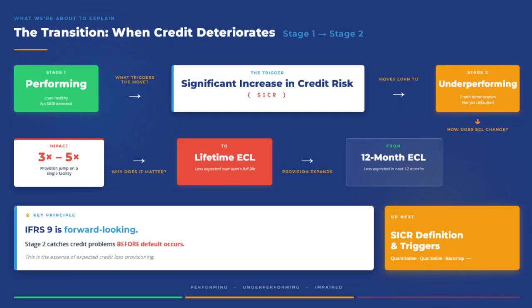Now the critical pivot point in IFRS 9. A loan moves from stage 1 to stage 2 when one thing happens: a significant increase in credit risk, SICR. So stage 1 is performing, the loan is healthy, and no SICR is detected. When the credit deterioration materially happens, you identify a SICR. And the moment this is triggered, the loan moves to stage 2, where it becomes underperforming. So everything changes here. Your ECL measurement expands from 12-month to lifetime ECL.